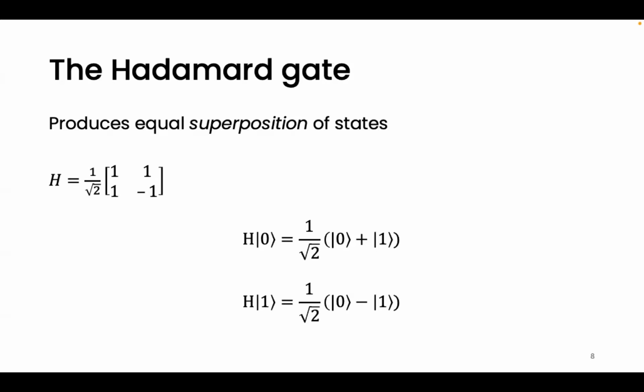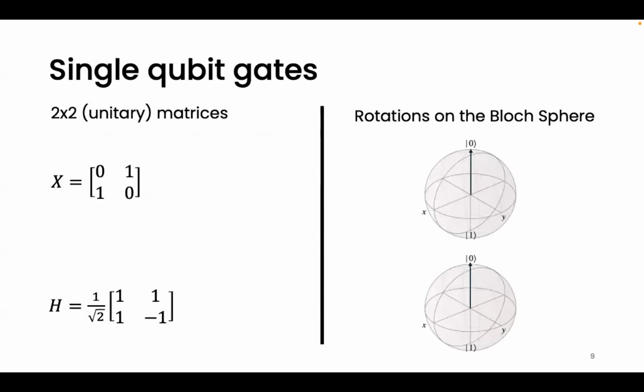So when you do the squaring, that negative goes away. So the probabilities are the same, but there's this difference in phase between the 0 and the 1 state. That's the Hadamard gate.